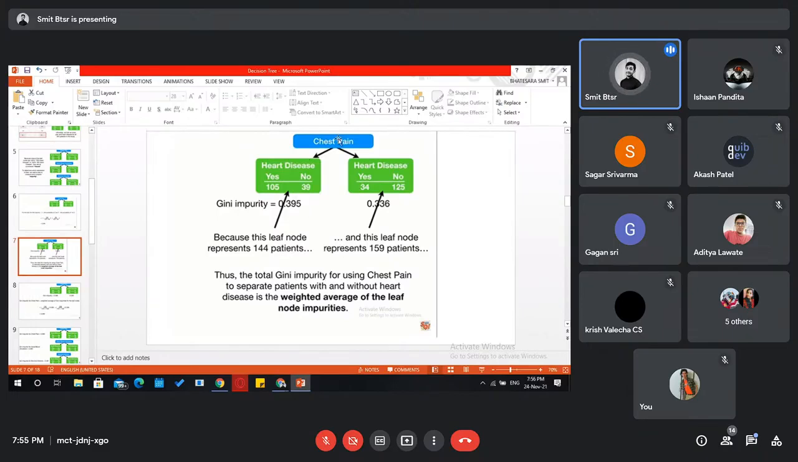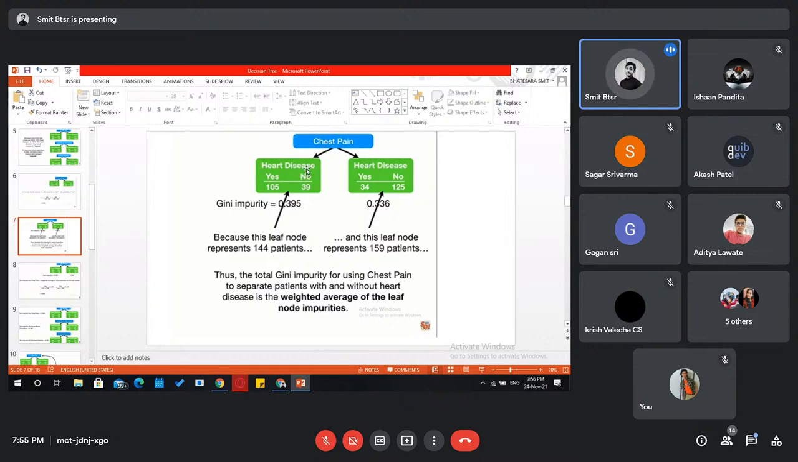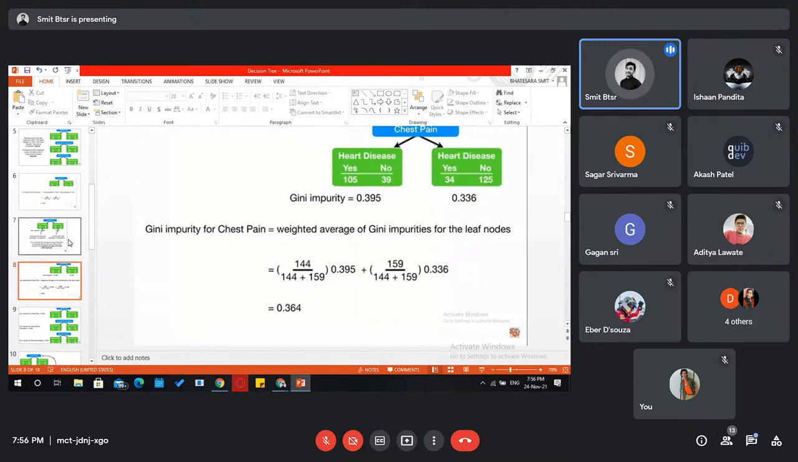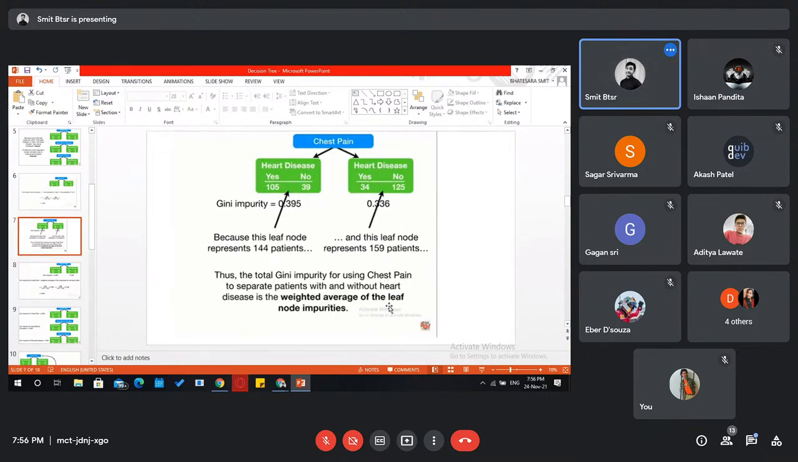Now with chest pain, there are two different possibilities, right? There is chest pain, and then we see is there heart disease or not. And there is no chest pain, then also we want to make clear whether there is heart disease or not. So we find impurity for both, and these two are impurities.